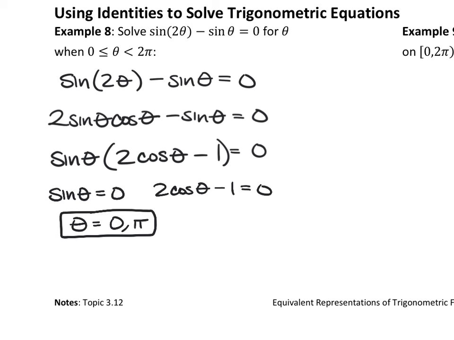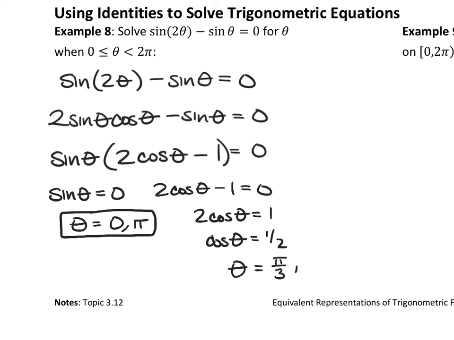But I can't solve the second part yet until I isolate that cosine of theta. So I add 1 to both sides, divide by 2. What are the angles where cosine of theta would be equal to 1/2? Pi over 3, and where else?